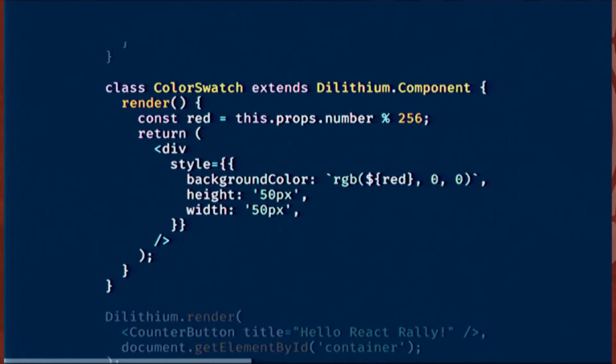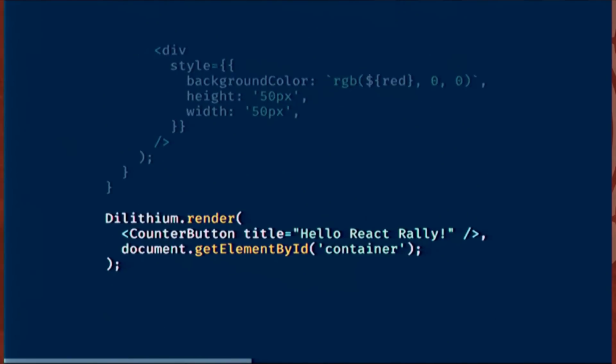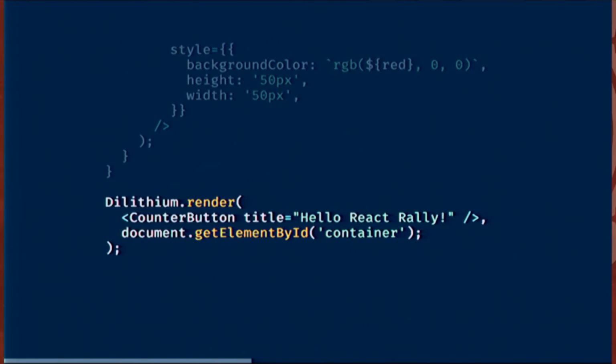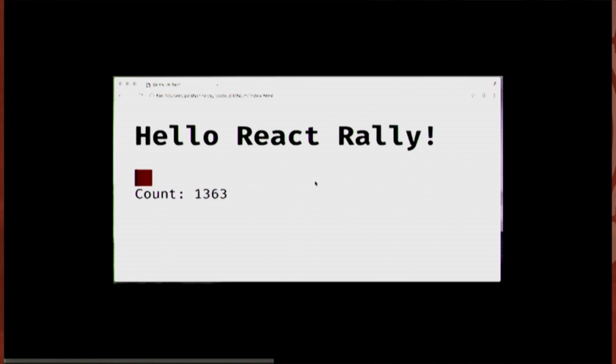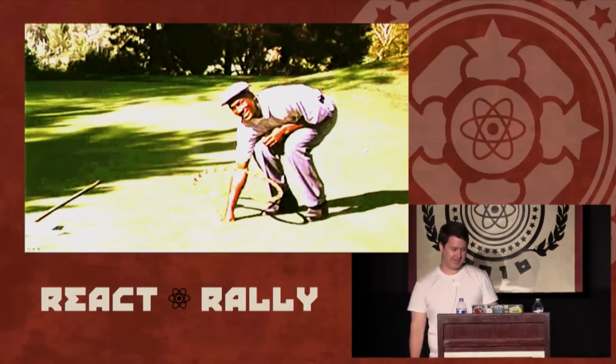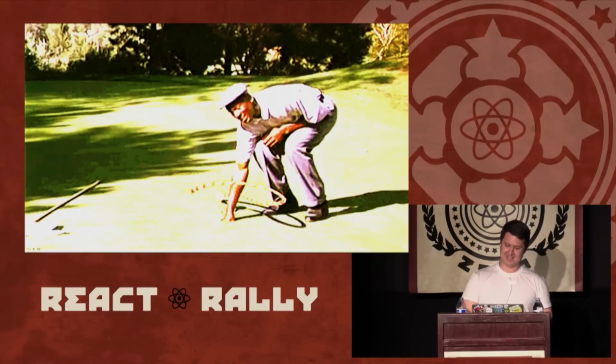And the color swatch component is just a div. We're going to set some styles on it. It's going to be this box that everyone loves, boxes that just becomes more and more red. And of course, we need to render it. So once again, that's what it looks like. Okay, everybody ready? Let's go.